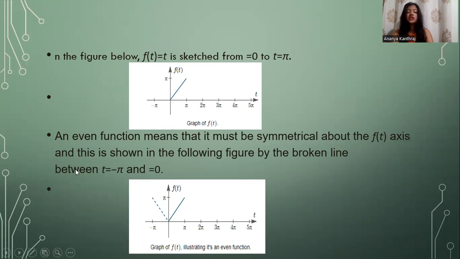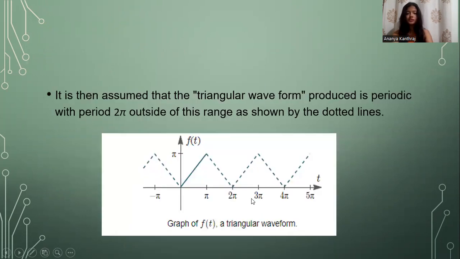Next, we are looking at the even function, which means it must be symmetrical about the f(t) axis, that is the function axis. It is shown in the following figure by the broken line between t equals minus pi and t equals 0. You can see here it's touching the origin at 0. It's the graph of f(t), illustrating an even function.